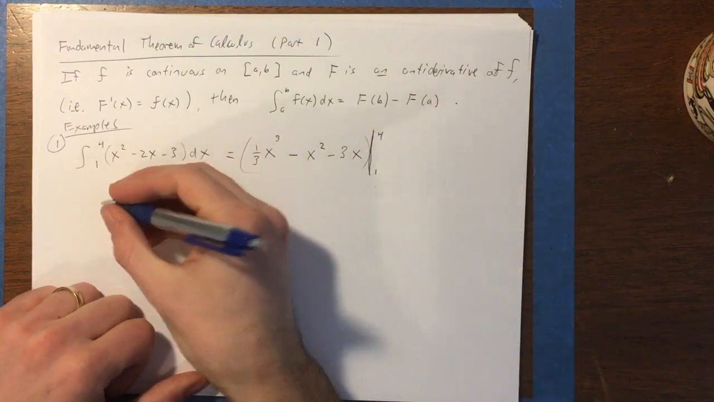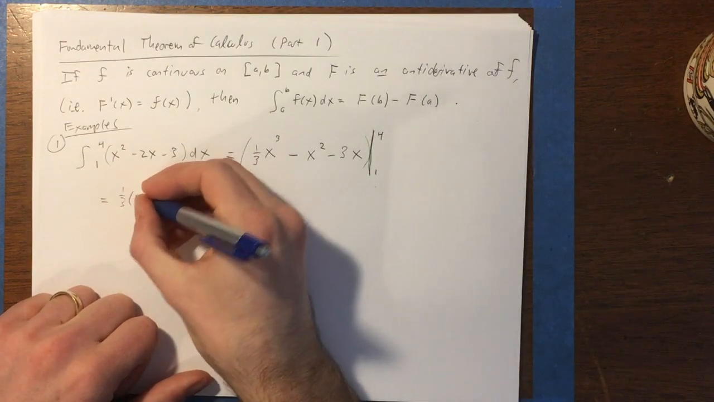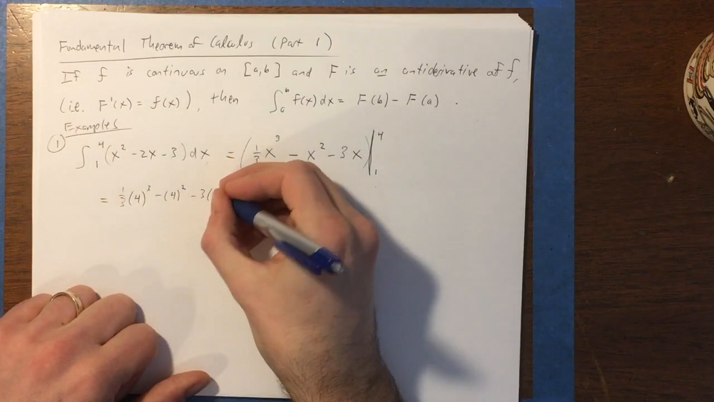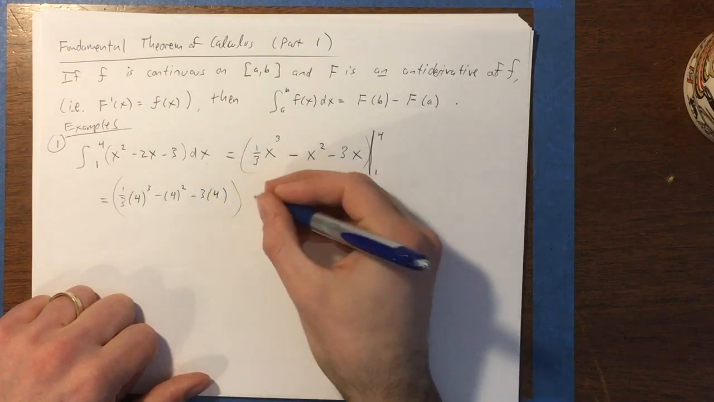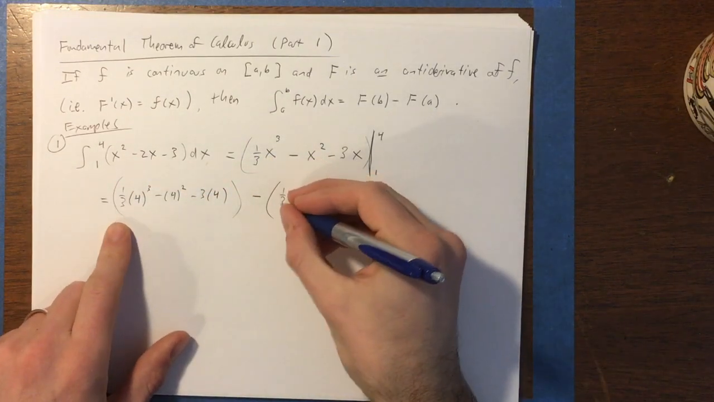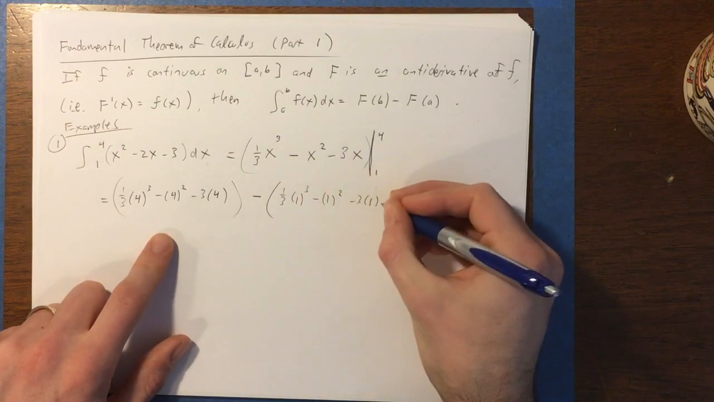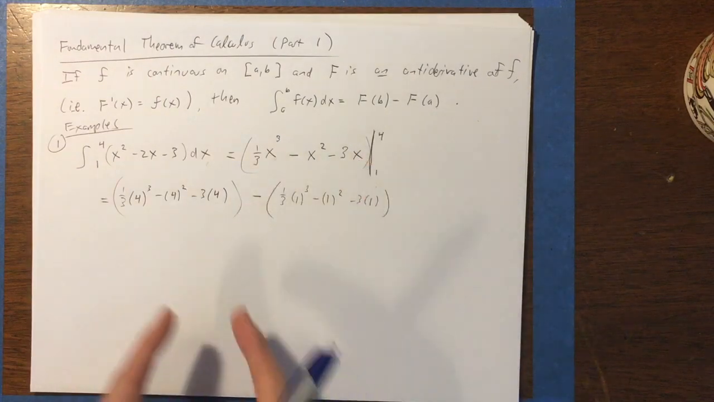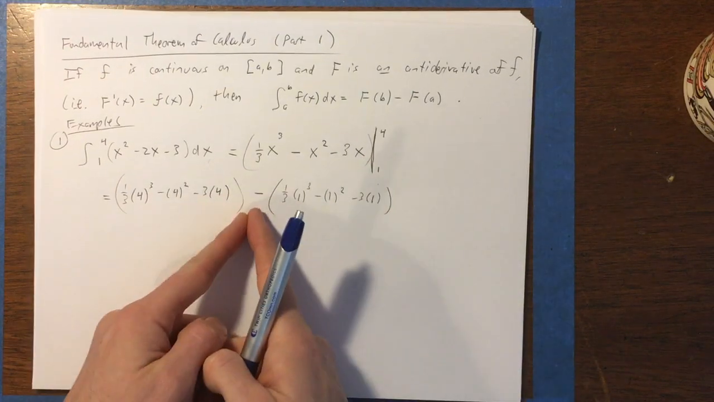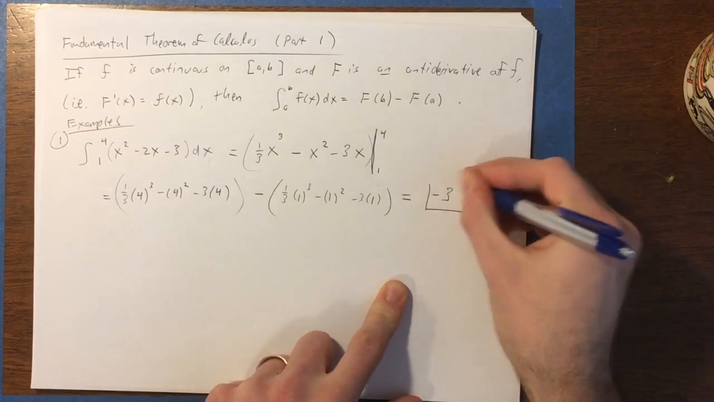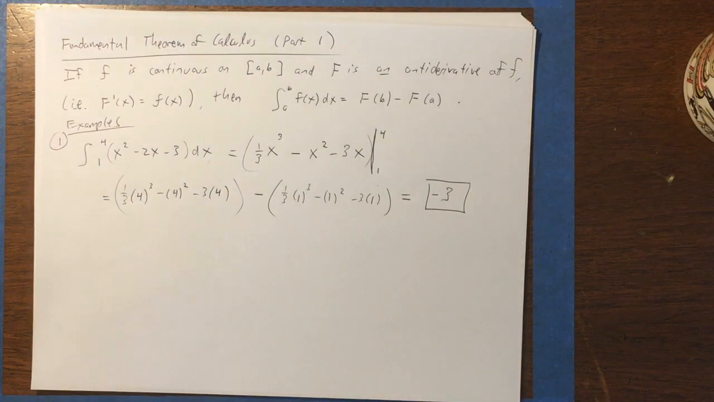So that notation just means we're going to do 1/3 times 4 cubed minus 4 squared minus 3 times 4. Take the value of that and subtract from it 1/3 times 1 cubed minus 1 squared minus 3 times 1. So that's our antiderivative evaluated at 4, evaluated at 1, and we're subtracting them. And the result of this, after some arithmetic, is -3. And that's it. That's how you use the fundamental theorem of calculus to evaluate a definite integral.